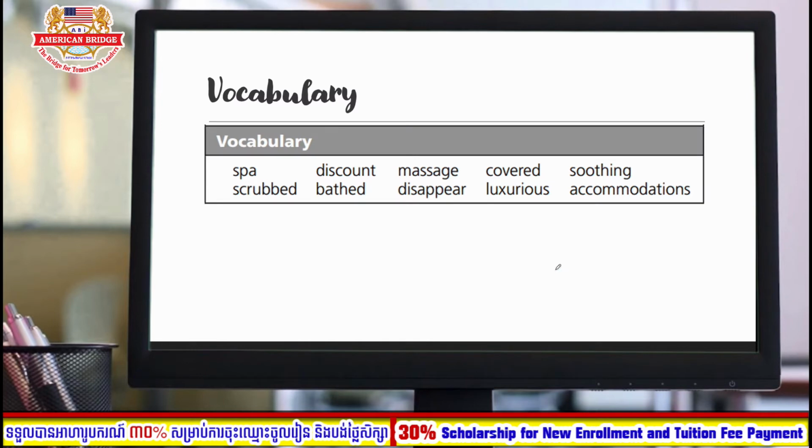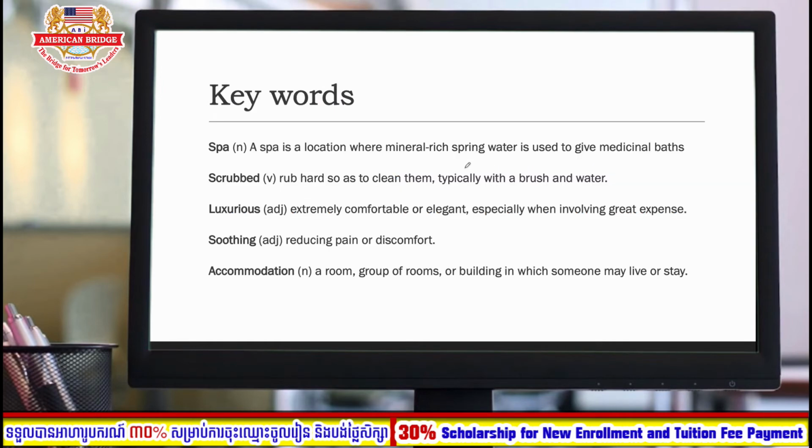Okay, everyone, here are the vocabulary, which are the important keywords. So spa, you know it. Discount, you know it. Bath, disappear, cover, right? Massage, right? Okay, so there are a few more vocabulary words that we should look into the meanings of. So let's start with the word spa. You can read the definitions on the screen here.